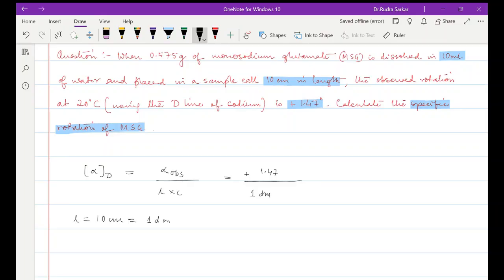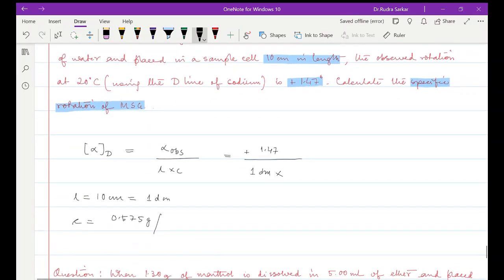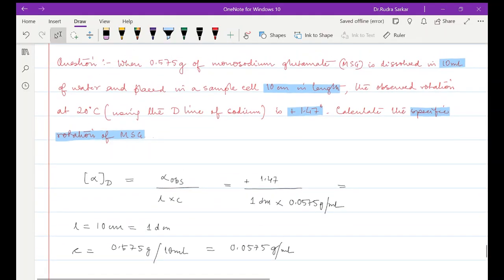and divided by what? Concentration is what? 0.575 gram. What is the volume? It is 10 ml. So that means it is 0.0575 gram per ml. And if we calculate, it will come out to be plus 25.56 degree.